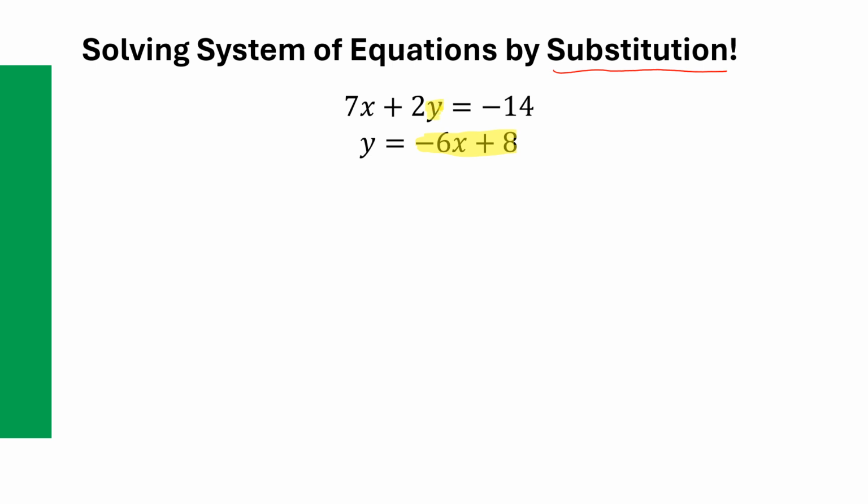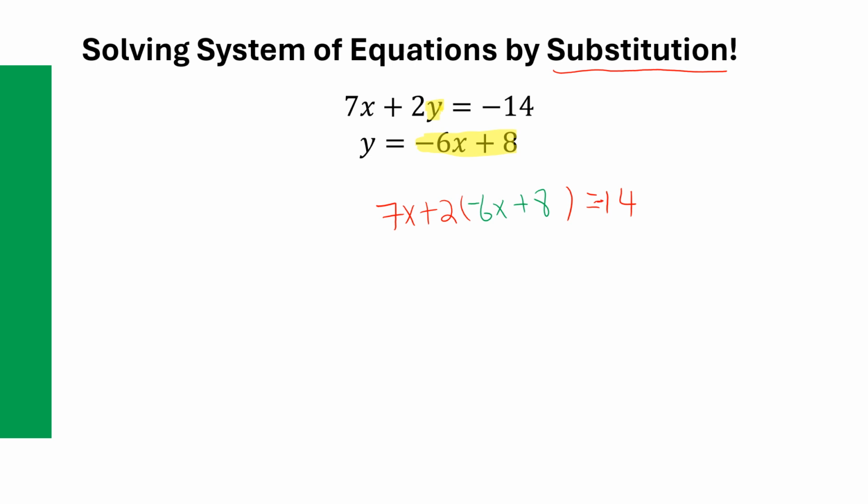And so we can rewrite our first equation using the substitution method. What we have here is 7x plus 2 times y. And we know what y equals: y is negative 6x plus 8, and that's equal to negative 14. Now we can simplify this equation.